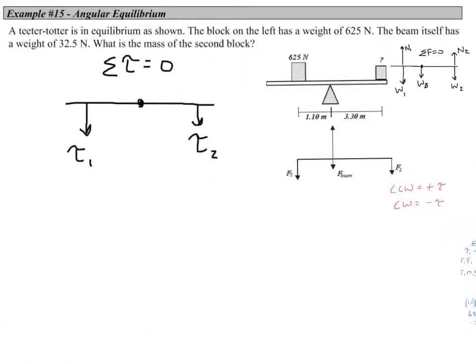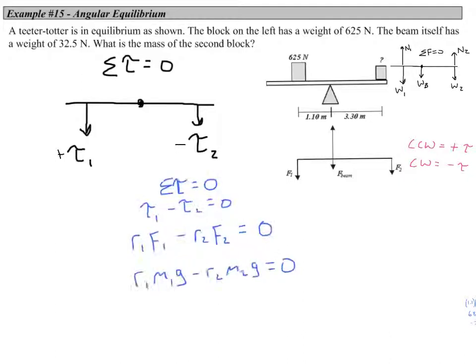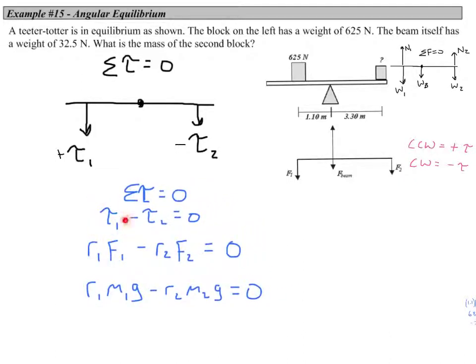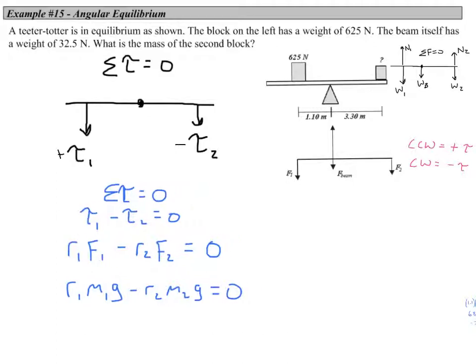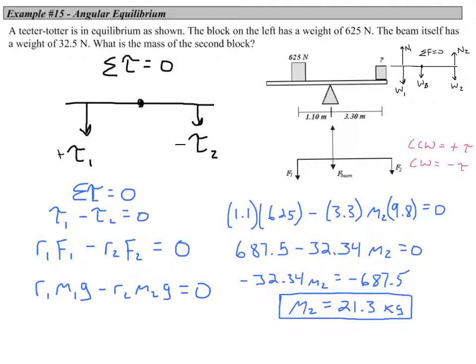Okay? So if we have a counterclockwise torque, that's considered a positive torque. Clockwise torque would be considered a negative torque. So in our example here, our torque 2 is negative, torque 1 is positive. So when we go to work the problem out, our net torque on it is 0. Torque 1 is a positive torque, torque 2 is a negative torque. Both act at 90 degrees to our beam, so our lever arm, they act at 90 degrees. And the force is provided by the weight of each of those blocks. So when we add in our values, we end up with this, where we have a mass of 21.3 kilograms on the right-hand side over here.